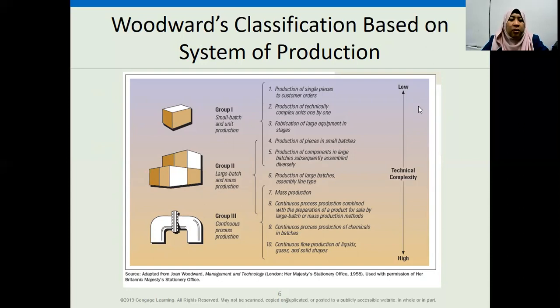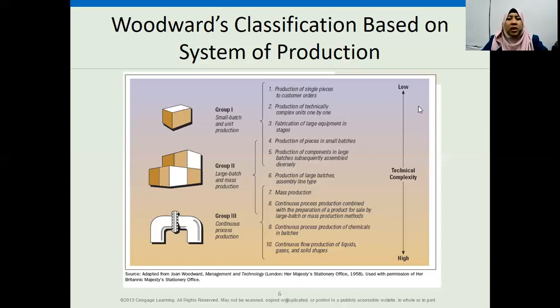And number 9, continuous process production of chemical in batches. And number 10, continuous flow production of liquids, gases, and solid shapes. So this is the process involving continuous process. From one part to another part, they have continuous. In order to make sure that the product is complete, they have to be continuous from one sub-unit to another sub-unit.